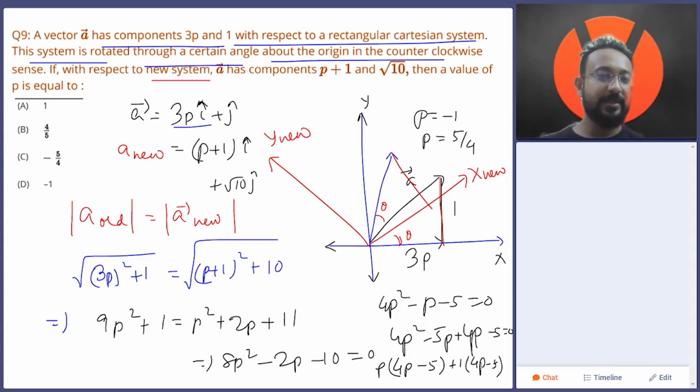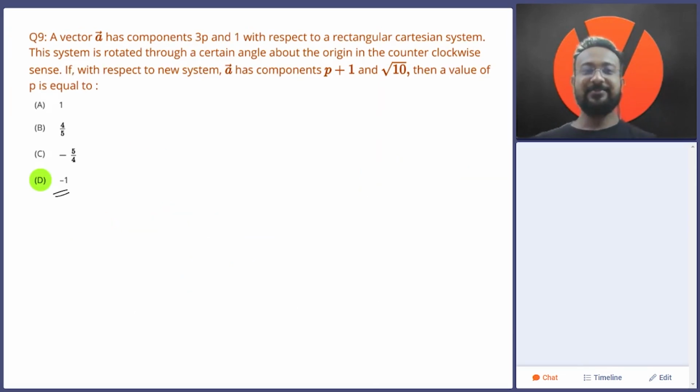So 5 by 4 is it there? 4 by 5 is there? No, but p is minus 1. So I think they're saying then the value of p is equal to minus 1. So I think D should be your correct answer. Getting, guys? Yes. Okay.